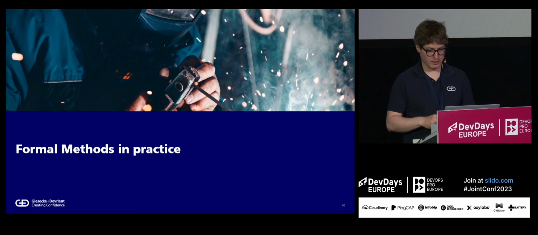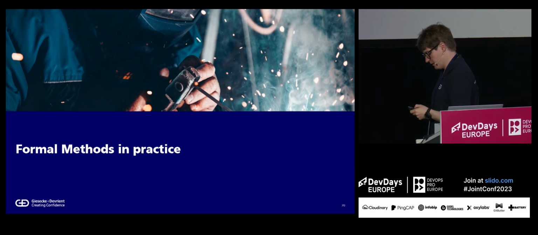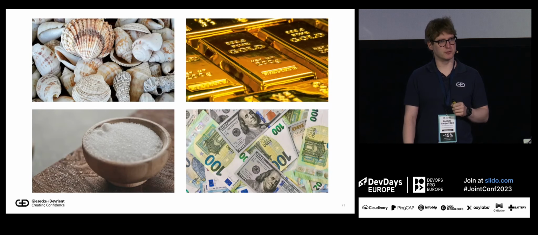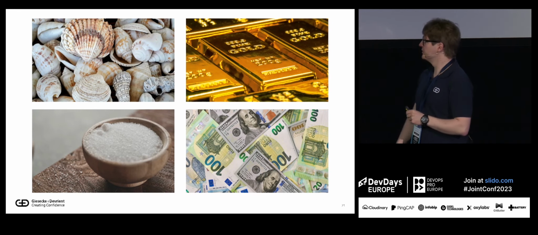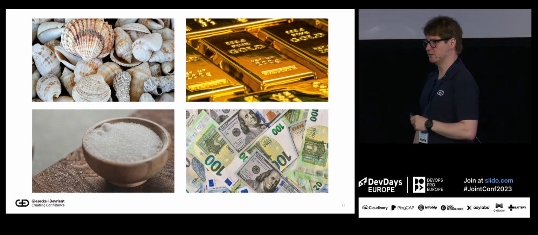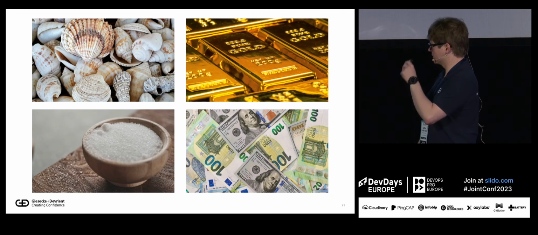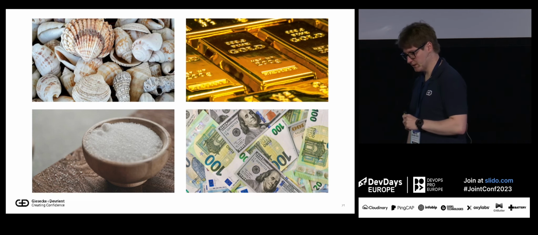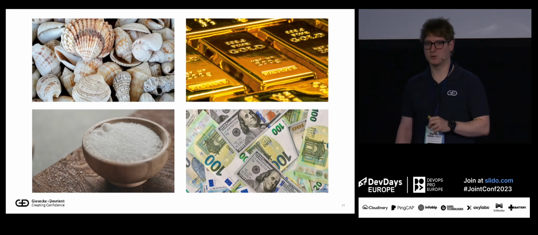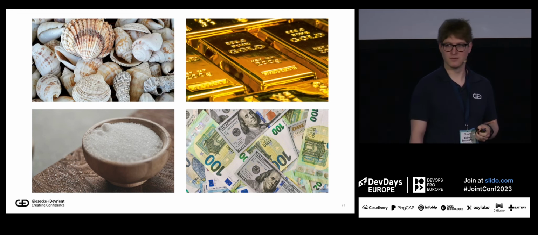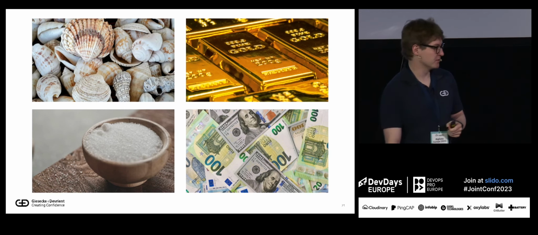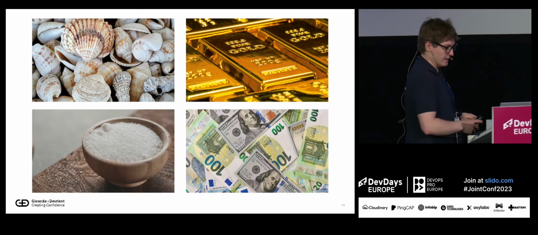All right, so enough of that. I want to show you how this works in practice. And since I may have lost some of you already, I have prepared another exercise for you. So I have four pictures here. The top left is shells. Bottom left is salt. Top right is gold. And bottom right are banknotes. So what do these things have in common? Yes, currency. So they have all been used as currency to some extent.